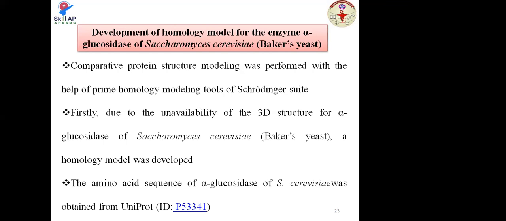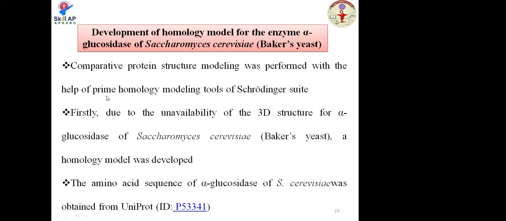If we develop molecules or new chemical entities that are safer, and if they efficiently inhibit alpha glucosidase, we can get a good output and we can treat diabetes. Here, comparative protein structure modeling was performed with the help of the Prime Homology Model tool of the Schrodinger suite.